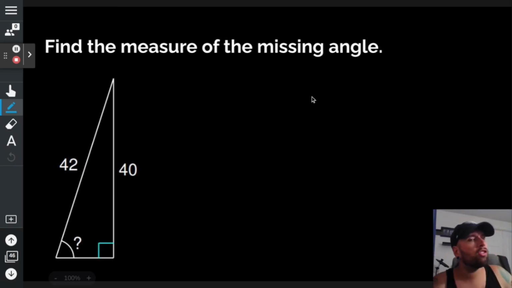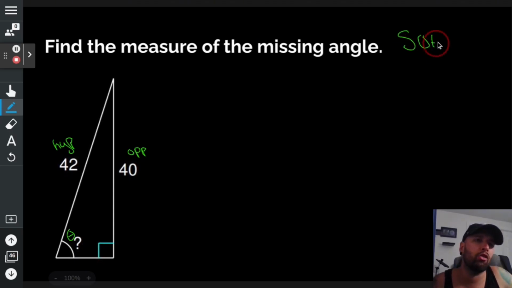So the same exact rules apply. I'm thinking SOHCAHTOA. I'm looking at that question mark. I'm going to call it theta. Theta compared to 42 is my hypotenuse. My hypotenuse is always the hypotenuse. What's 40? 40 is the opposite. So I need to come up with a trig function that uses the opposite and the hypotenuse. Sine does that just fine. So I'm going to set up my equation.